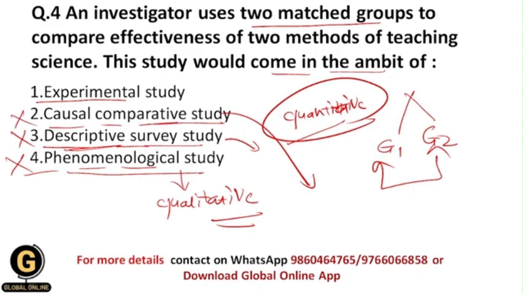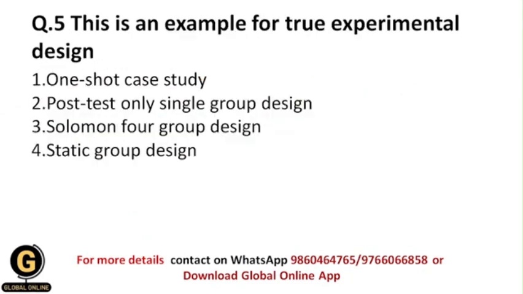So the correct answer for this is experimental study, because here I want to see the effectiveness of two methods of teaching science, and for that I am going to use two matched groups. So for each and every group, I am going to assign different participants, and I am going to treat them based upon the two methods of teaching science, and then after that I can see the effectiveness. Okay, and that's why I should have control over the variables, which I can have by using the experimental study.